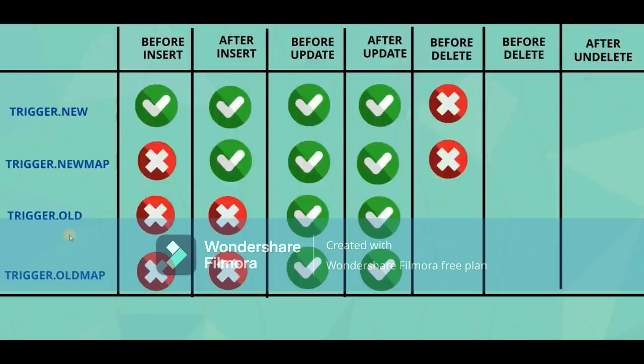Now we'll talk about old. As you're deleting the existing data, the existing data will be stored in old and oldMap. Hence you will have trigger.old and you will also have trigger.oldMap.